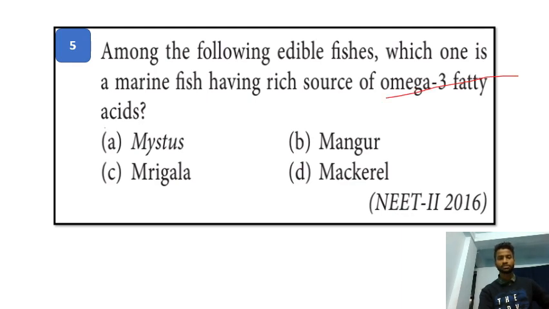Among the following edible fishes, which one is a marine fish having a rich source of omega-3 fatty acid? Here are Catla, Mangur, Mrigal, Mackerel. So the answer is mackerel. Like mackerel, salmon and herring also show omega-3 fatty acid.